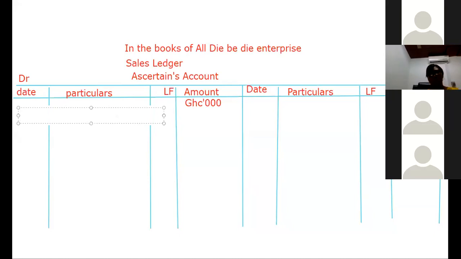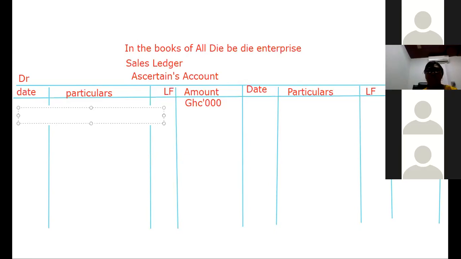So in our books, what is Ascertain to the business? A debtor. Good. Ascertain is a debtor, because Ascertain is our customer. Once the business is selling to Ascertain, and he has not yet paid, it means Ascertain is owing the business. That money we have to collect. It is our money in the hands of Ascertain. Credit sales means on credit. It means the person has not yet paid. Okay, are you okay?